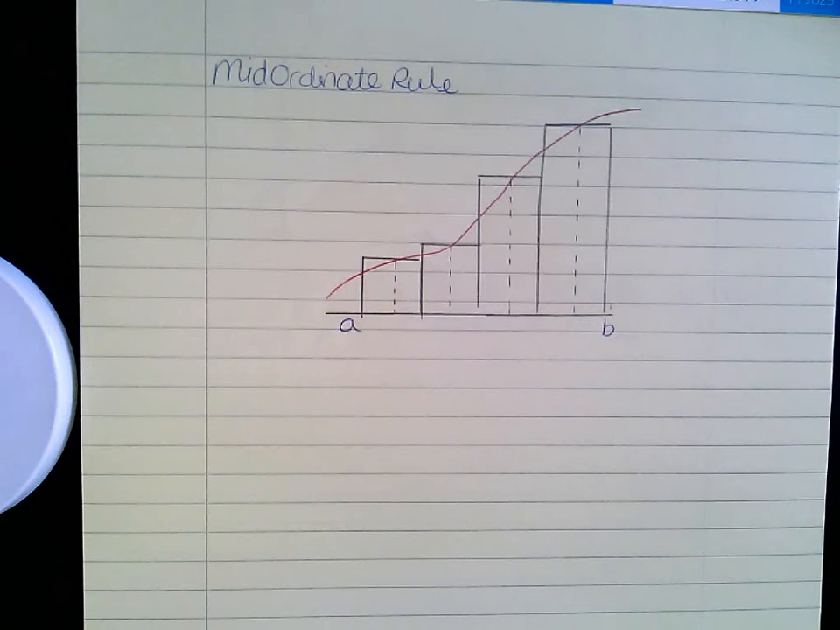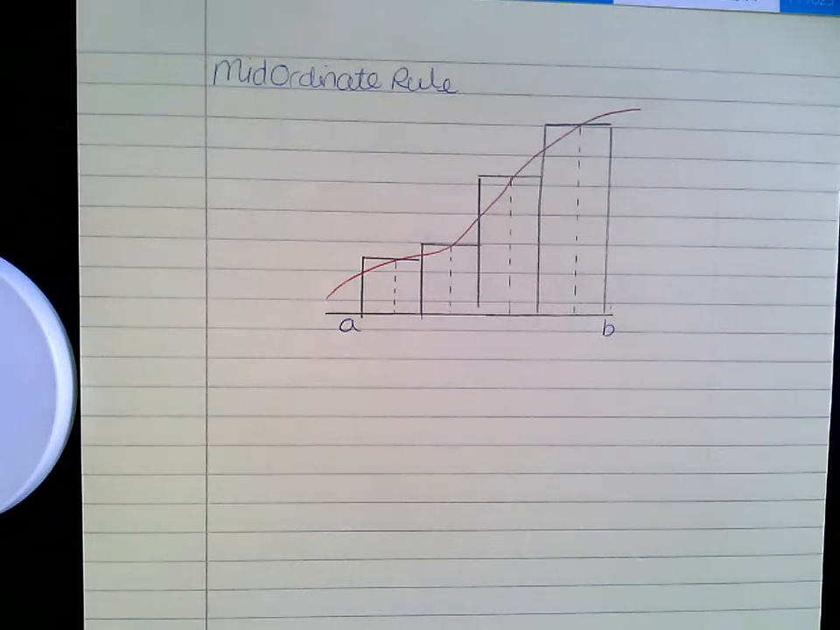Good morning, everyone. This morning I'm going to explain to you the mid-ordinate rule. Through further maths, there are two ways we use to estimate the area under curves. In this video, I'm going to talk about the mid-ordinate rule, and shortly in another video, I will talk to you about Simpson's rule. These are additions to what you learn in normal maths, the trapezium rule.